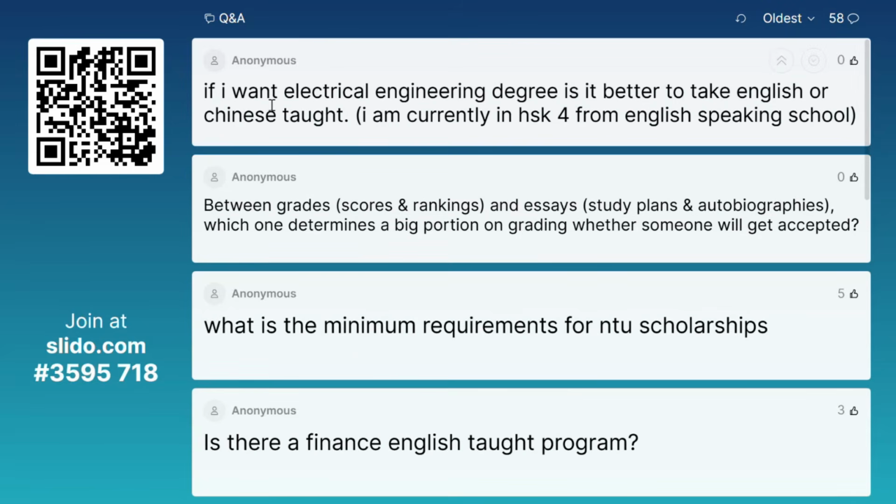If I want an electrical engineering degree, is it better to take the English or Chinese-taught program? The electrical engineering program at NTU is a Chinese-taught program, so you cannot choose that.